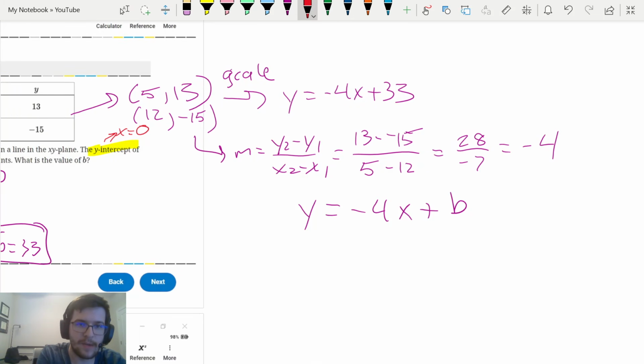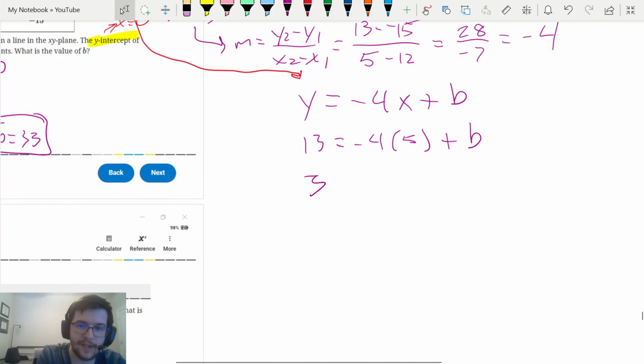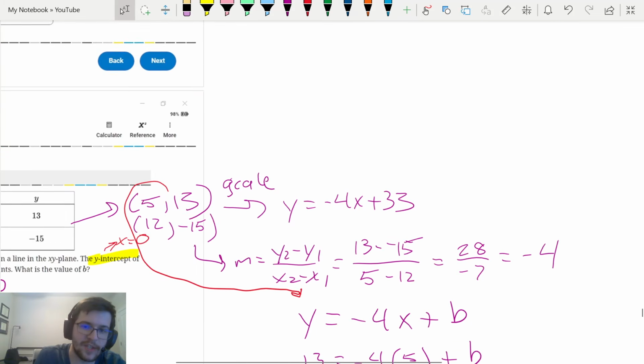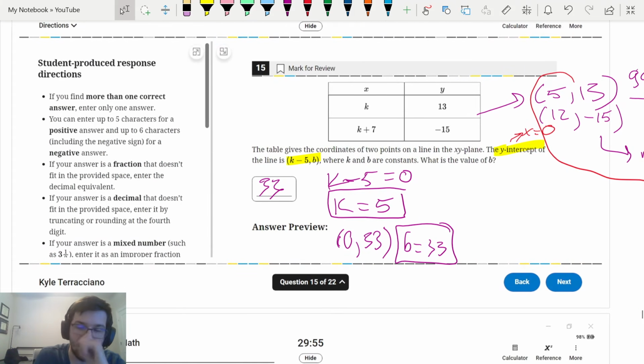I don't like negative numbers, so I'm going to plug in this one, 5 comma 13. And we get 13 equals negative 4 times 5 plus b. That's negative 20, add 20, and you get 33 equals b. So you could have done that by hand, but geez, that was a lot more work. I really think you should get the graphing calculator program if you want to get the questions right faster.